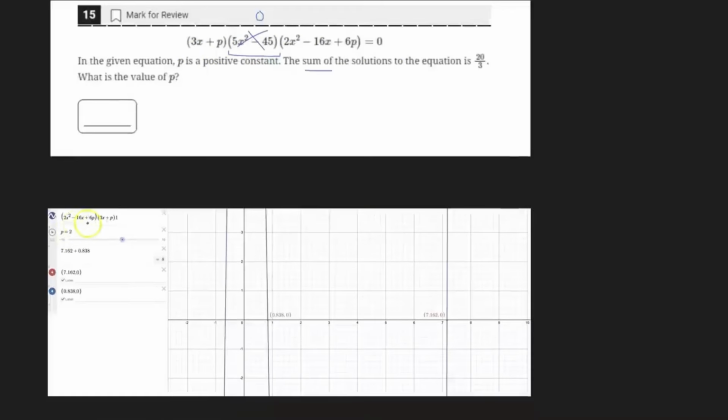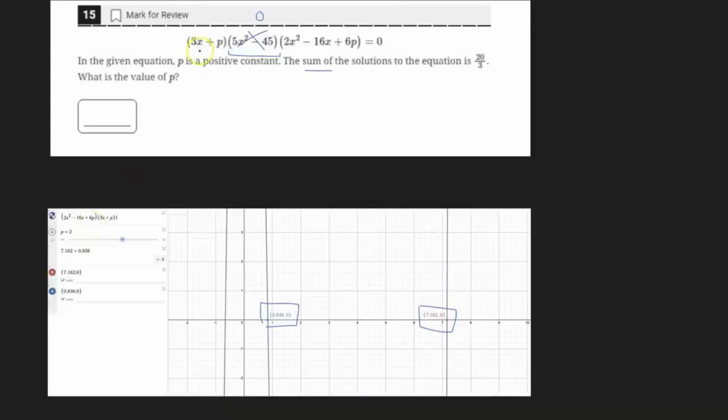We have 2x squared minus 16x, and so on. And we have a value of p that's a positive constant. So I just set a random value for p. You can see here I set it equal to 2. And what I did is I found the x-intercepts. Now these x-intercepts, this one right here and this one right here, are the x-intercepts of 2x squared minus 16x plus 6p. Now how do I know that?